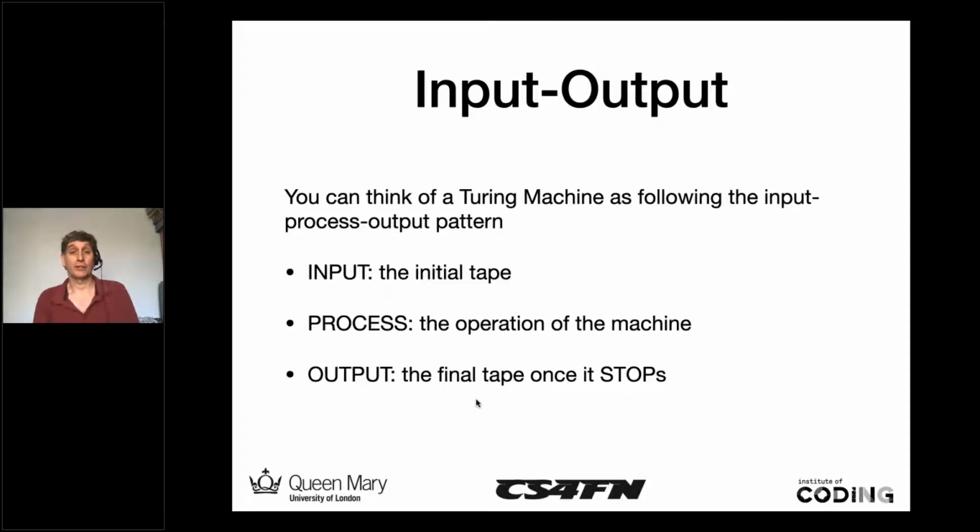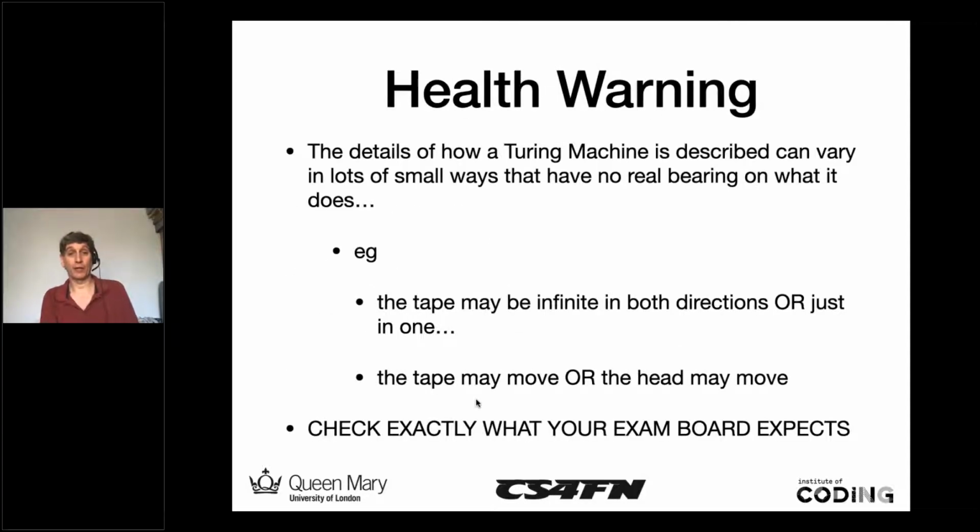You can think of a Turing machine as following the input-process-output pattern that you can think of as what computers are about. They input something, they process it, and they produce output. That's a very simple idea of what computers do, and that's basically what a Turing machine does. You can think of the initial tape as the input, the operation of the machine following its instruction table as the processing, and the final tape once it stops as the output. So it fits the kind of thing that's taught in primary schools as to what a computer actually is all about.